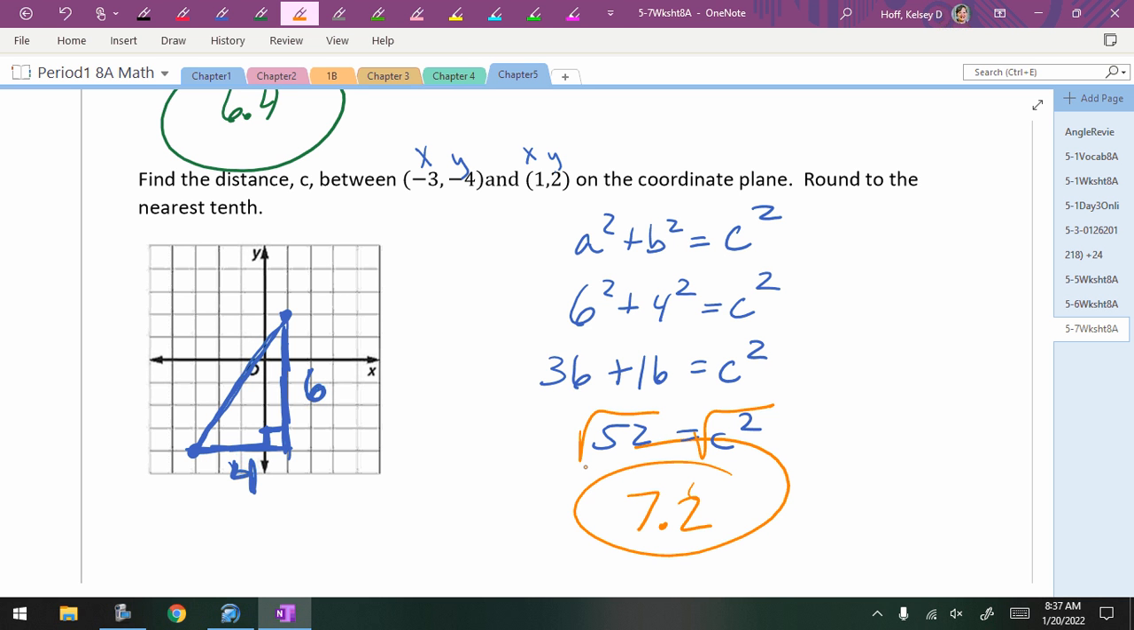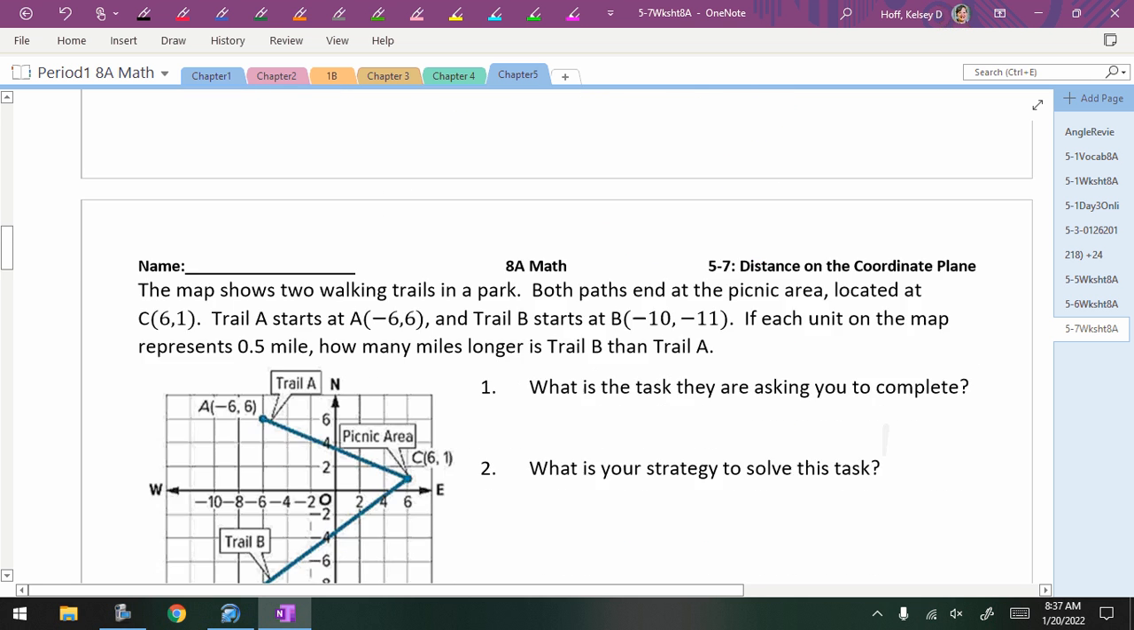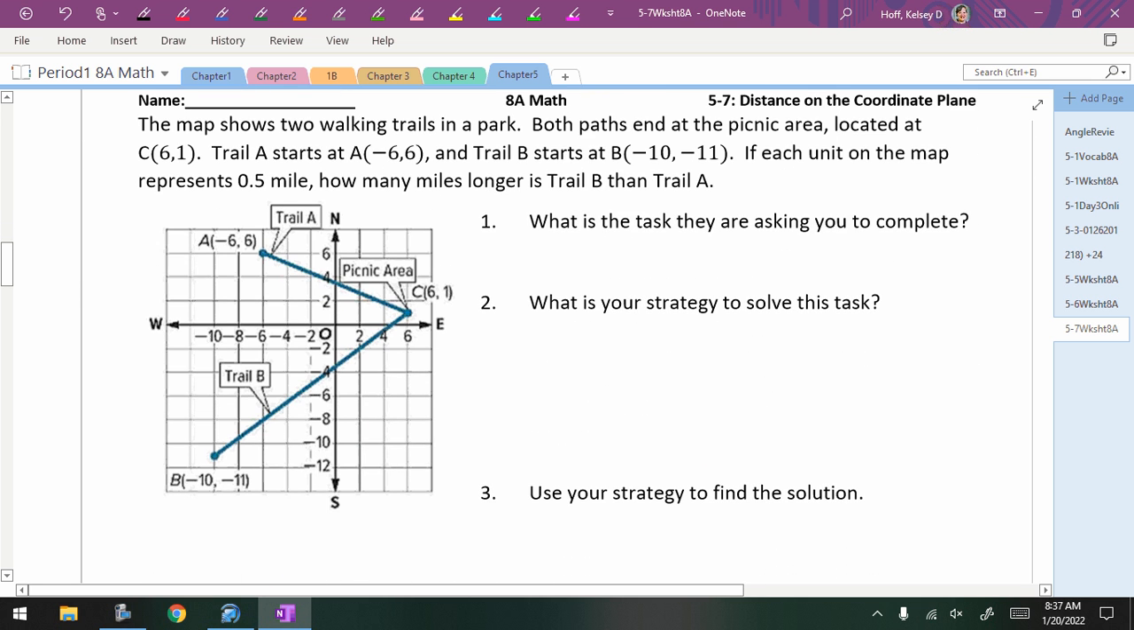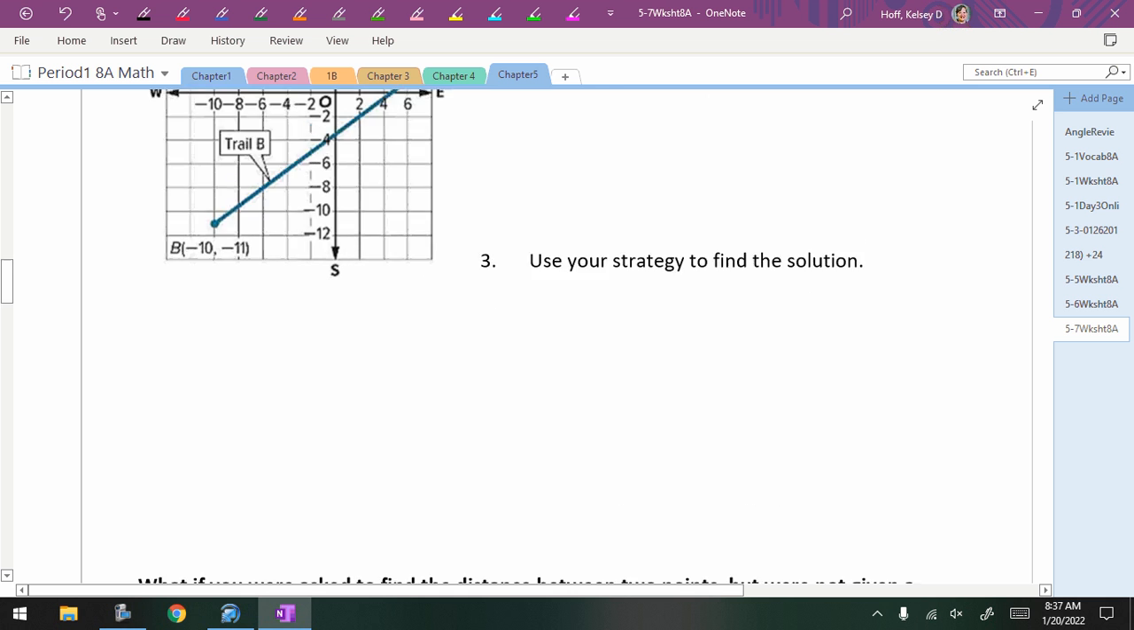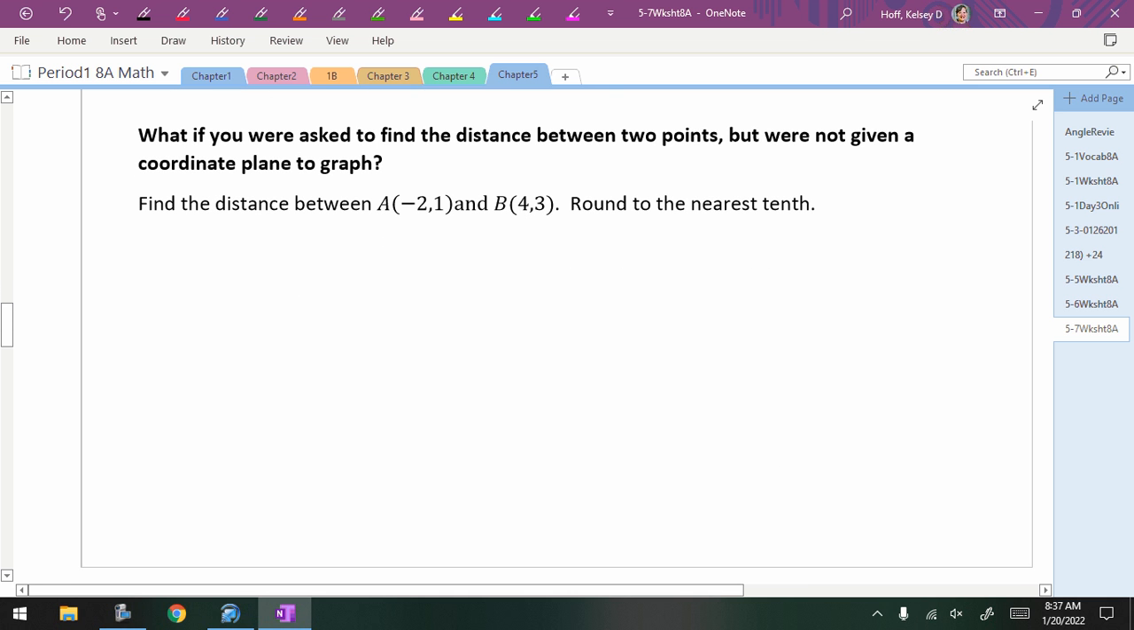What is that? Why are you guys panicking? You flip the page and all of a sudden you fall apart? Oh gosh. The map shows 2 walking trails in a park. Both paths end at the same picnic area. We're going to skip this one. Go to the bottom.